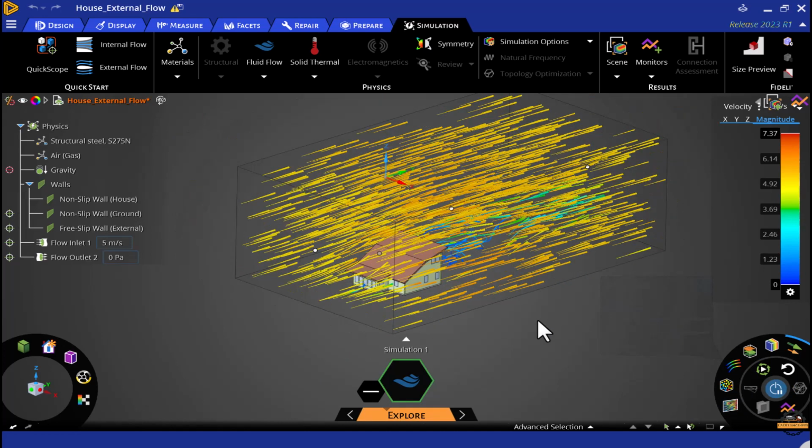So this is how we can calculate the velocity, pressure, and total and static pressure on the house.